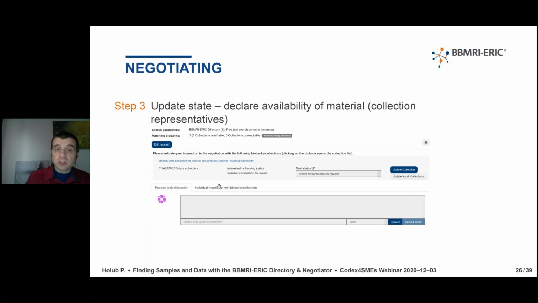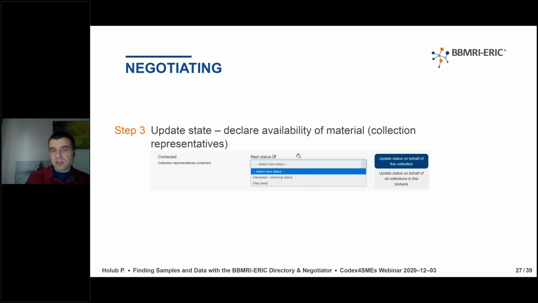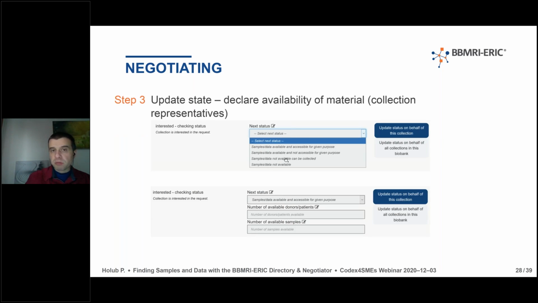Sometimes if this takes long, you may also use the individual negotiation here and inform the user, the requester, that this is going to take, I don't know, 3 months, because the ethics committee only comes together every 2 months. And then, so this is for the biobankers, they need to select this, that I'm interested, I'm checking status. And then in the next state, the biobank indicates, well, the samples are available and accessible, or available, not accessible, those states that I have mentioned.